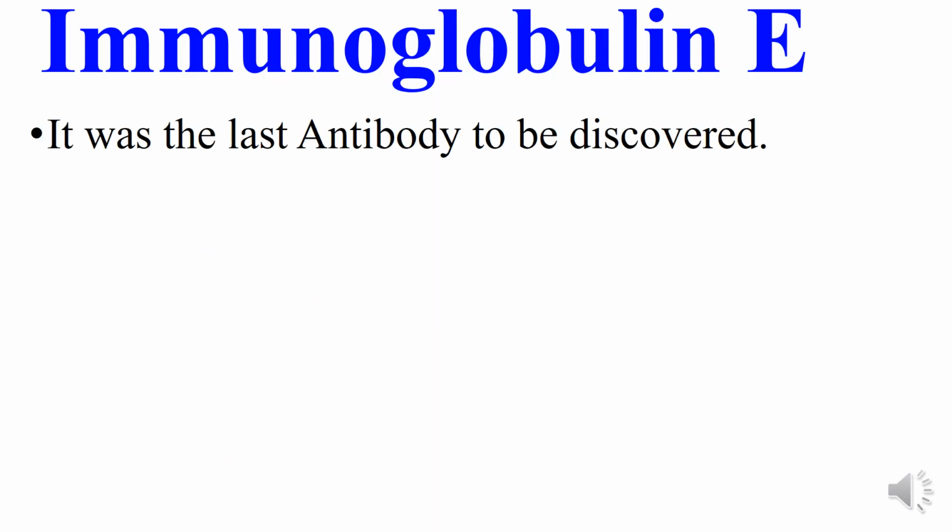Immunoglobulin E was the last antibody to be discovered. So you must be wondering which is the first one. The first antibody-like molecule which was discovered was the Bence-Jones proteins, for which I will upload another lecture.